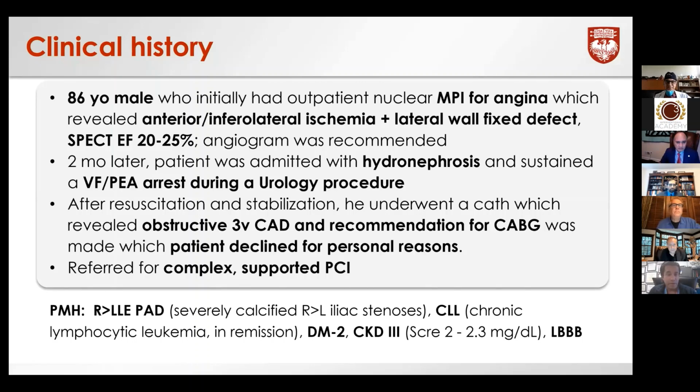But 2 months later, he was admitted with hydronephrosis and then subsequently had a VF PEA arrest during a urology procedure. By some stroke of luck, he was resuscitated and stabilized, and he underwent a cath revealing obstructive three-vessel disease, and the recommendation was appropriately made for CABG, which the patient declined for personal reasons because he was the sole caregiver for a family member and simply felt that he couldn't be out of commission for so long after bypass. So he was referred to our institution for complex supported PCI.